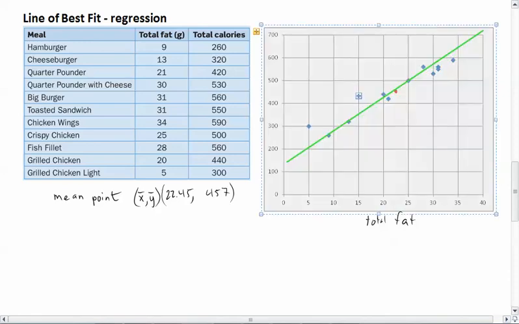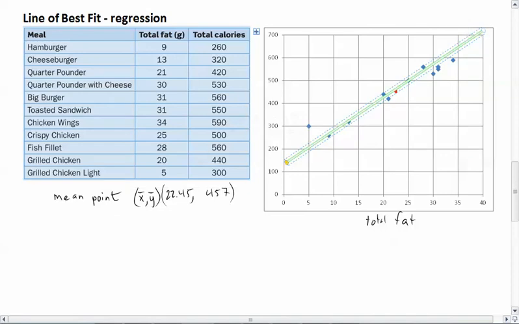And well, it looks like that's about as best I can do with the program I'm using. So it's going through my mean point there. Alright, so now my line of best fit more or less fits my data. The idea is that you have just as many points going above as below.